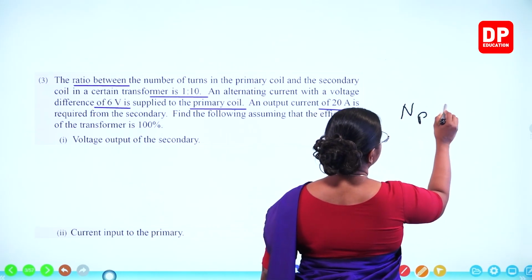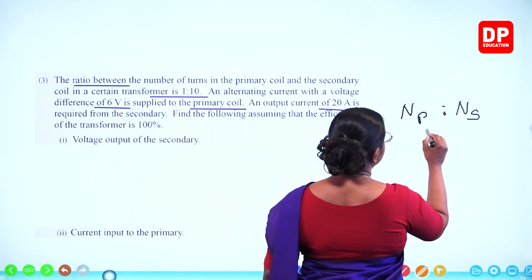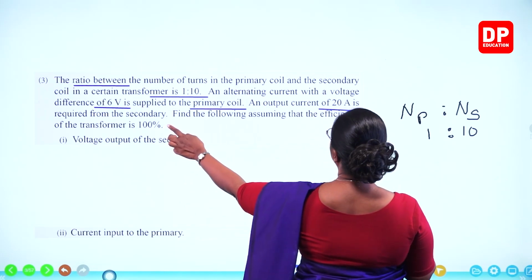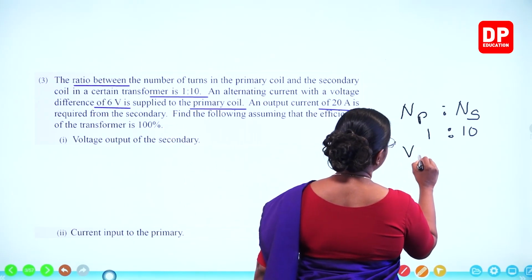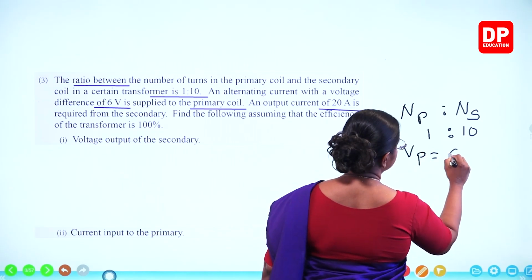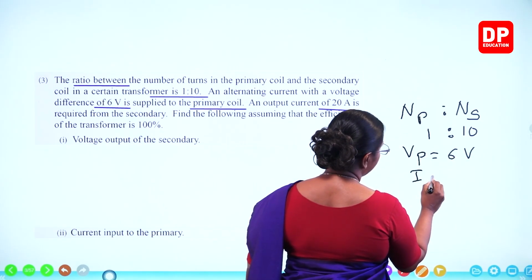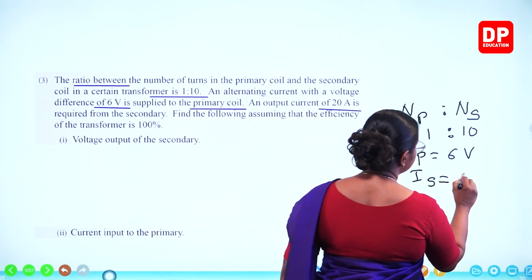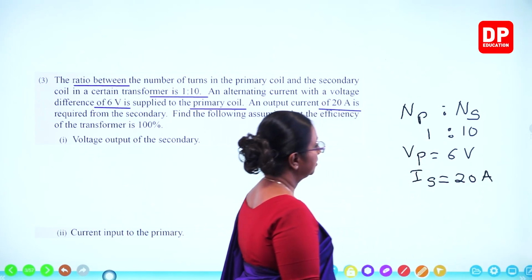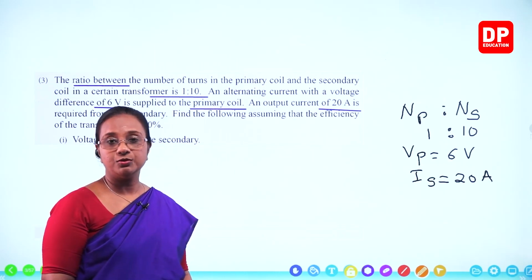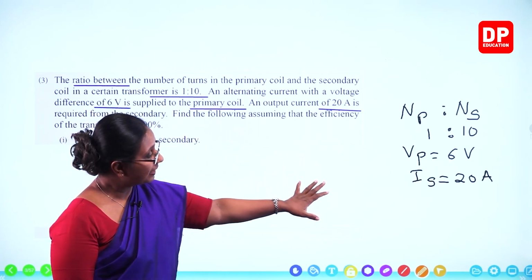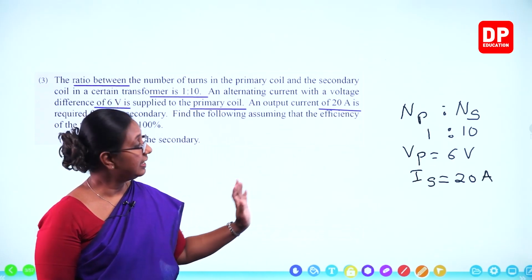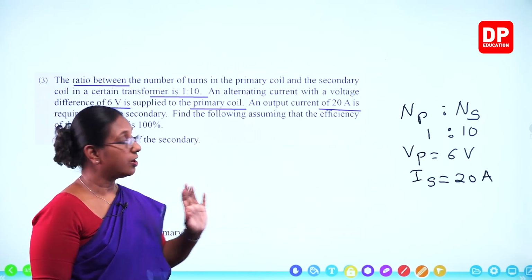Now N primary to N secondary is 1 is to 10. And they have given us the input voltage, that is V primary, 6 volts. But they have given us the I secondary, that is the output current that needs to be obtained, 20 amperes. So these are the information given to us. If it's a bit complicated for y'all when they give different values, it's better you write it down like that. Then it's easy to identify. You will not get confused.